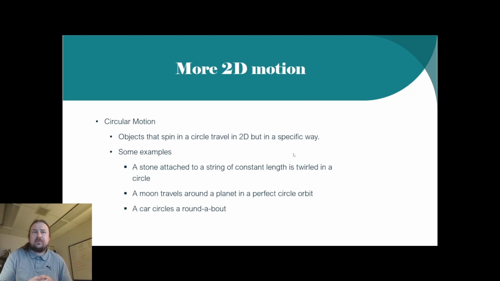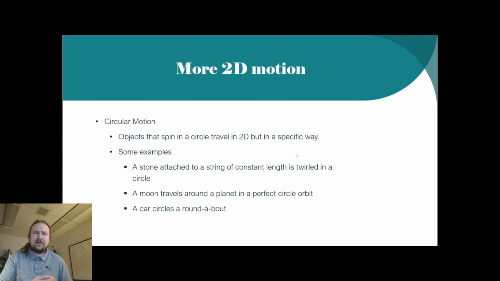That's circular motion. Another example here is the moon. The moon travels around a planet in a perfect circular orbit. So it just moves around. Now, it usually doesn't quite happen. There are other things that factor in, but it's a good example that you can think about.